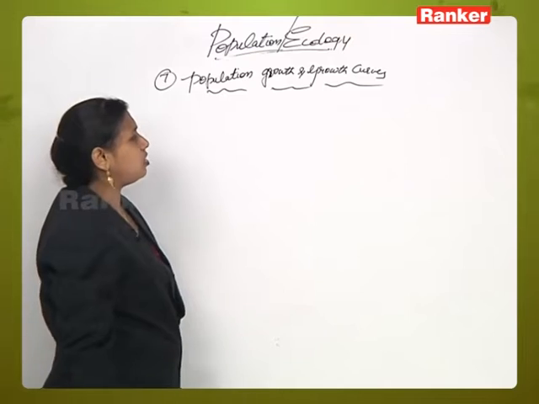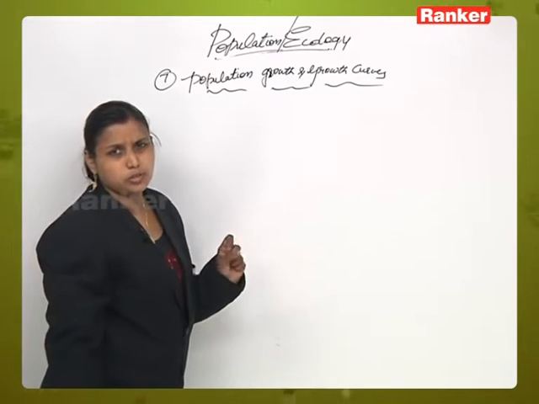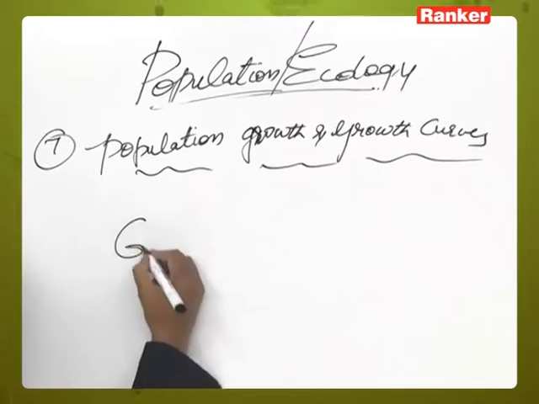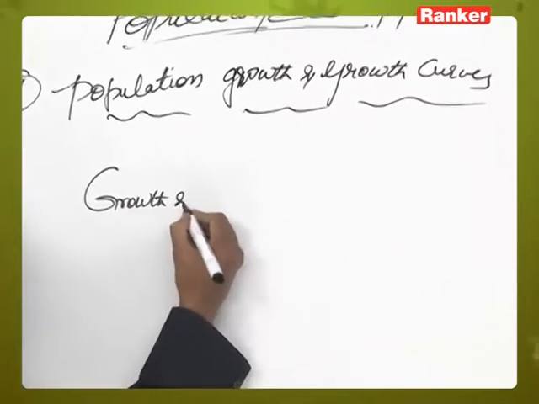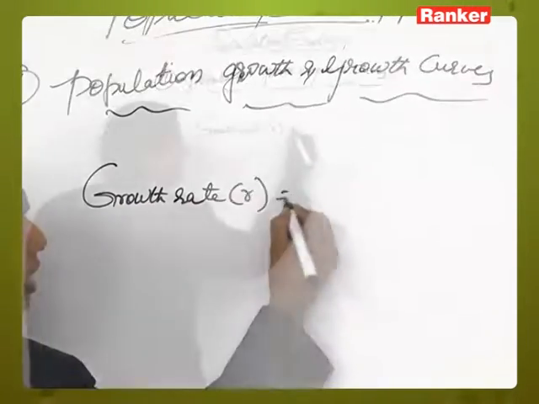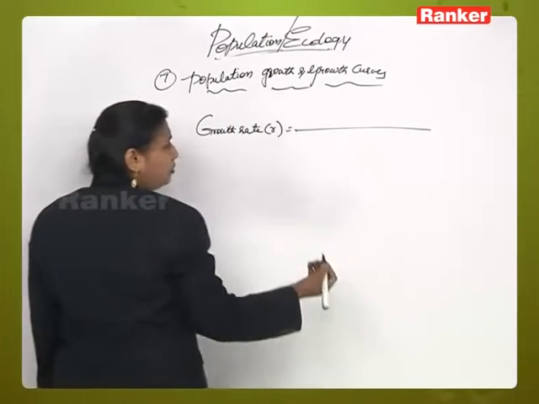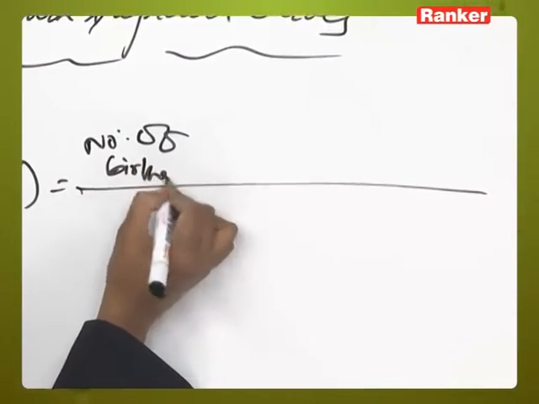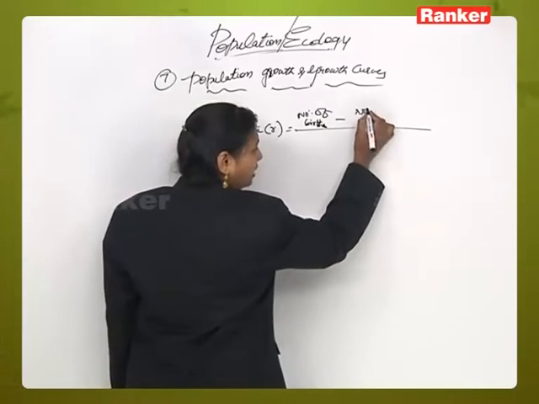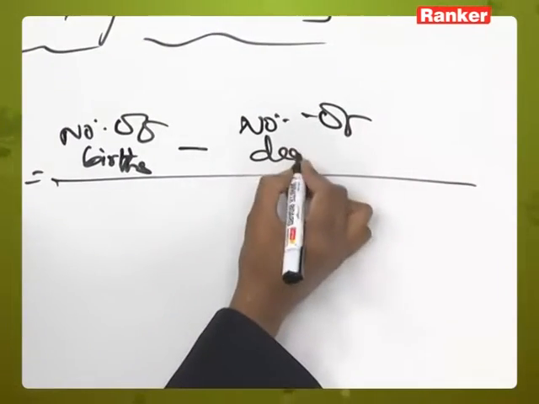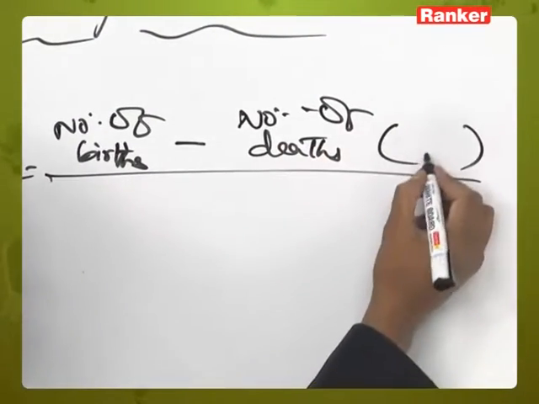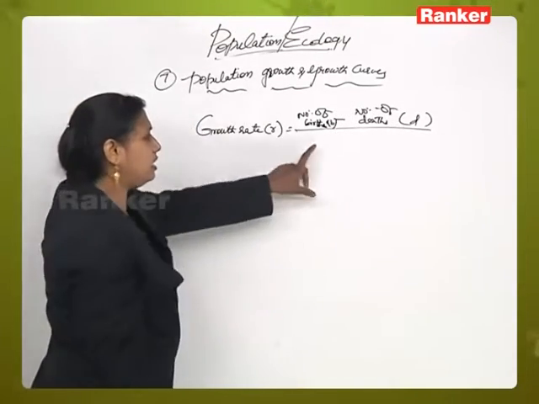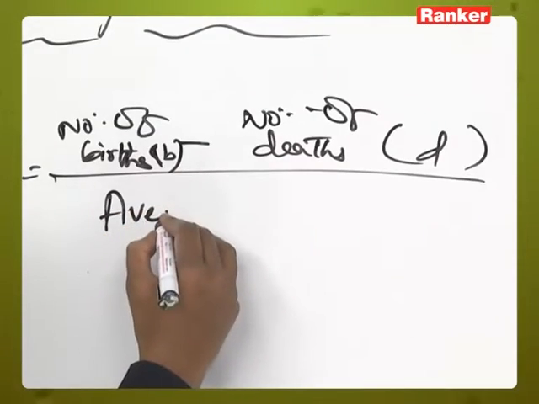Population growth rates or growth curves: we will be talking about the growth rate of a particular population. Population growth rate can be represented by a formula. Growth rate is represented by small r. It is nothing but the difference between the number of births and the number of deaths. Death rate is represented by D, as already we have written. In natality we have used the word B. Now it is divided by the average population in an interval of time.